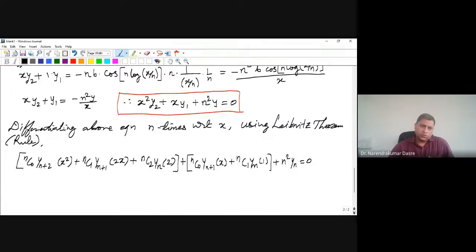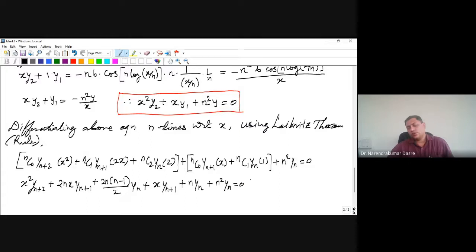Now, think of simplifying this. So nc0 is going to be 1. So it is x square yn plus 2 plus this term is going to be 2 and x yn plus 1 plus this term is 2 into n into n minus 1 by 2 and yn. So nc2 is going to be n into n minus 1 by 2 and then this 2 we have. Plus this term is going to be x yn plus 1 plus this term is going to be n yn plus this term is going to be n square yn and that is equal to 0.